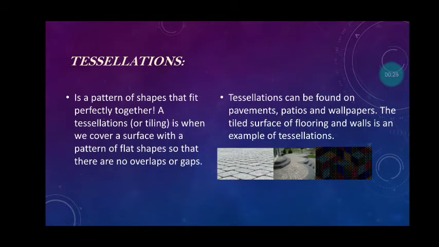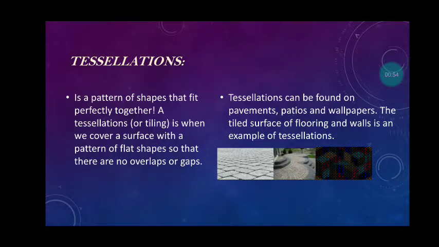Tessellation is a pattern of shapes that fit perfectly together. When we say it fits perfectly together, it means there is no excess and nothing lacking. So it is perfect. Tessellation or tiling is when we cover a surface with a pattern of flat shapes so that there are no overlaps or gaps.